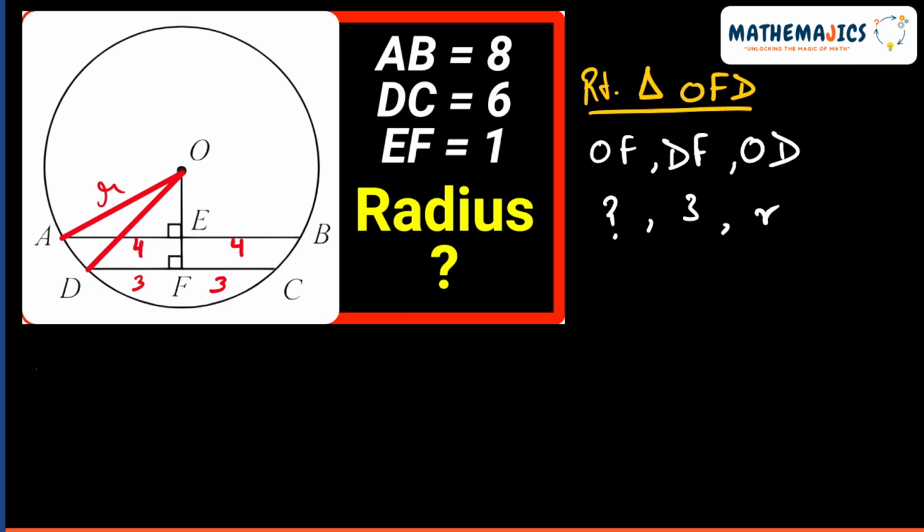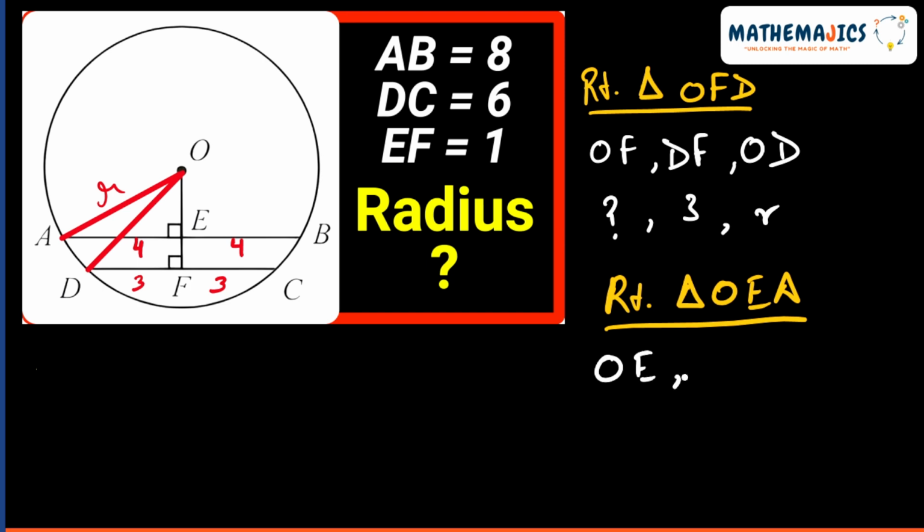Now similarly, look at the right triangle OEA. In right triangle OEA, OE is the perpendicular, the base is AE, and the hypotenuse is the radius again, that is OA, correct? So what is OE? OE, we don't know. AE is 4 and OA is the radius.